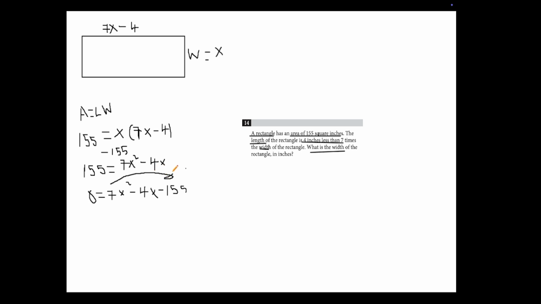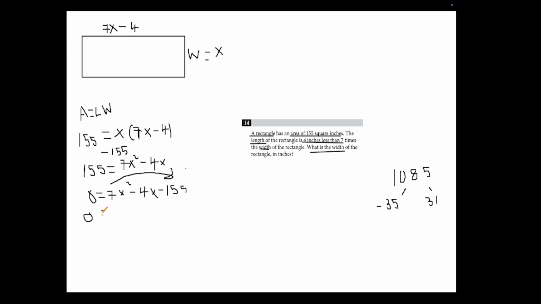So here's how to simplify questions like these without a calculator. We're going to multiply our 7 by 155, and we're going to get 1085. So we want to find two factors of 1085 that add up to negative 4, which are 35 and 31. And because it's a negative 4, we're going to have a negative 35.